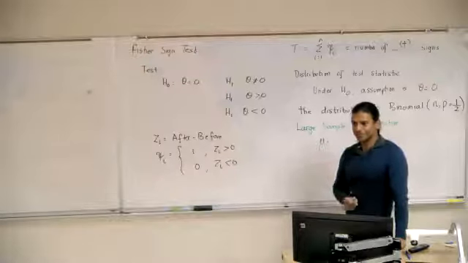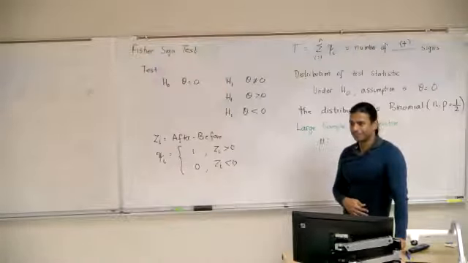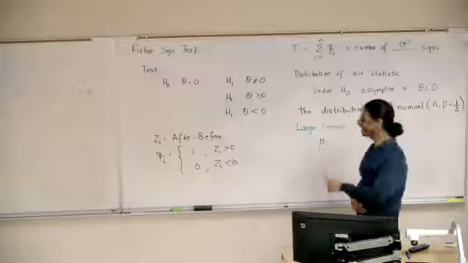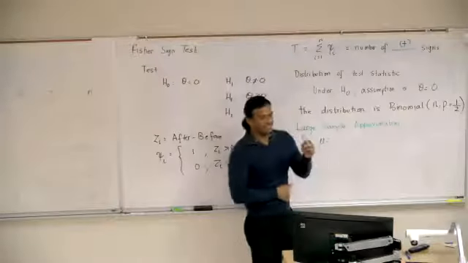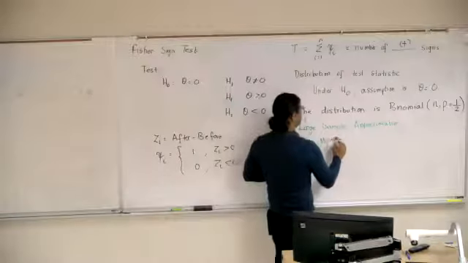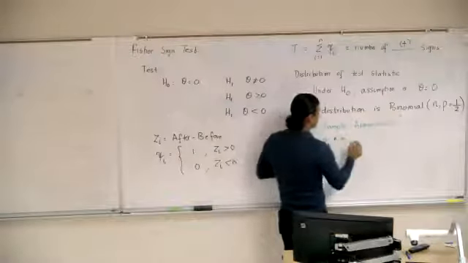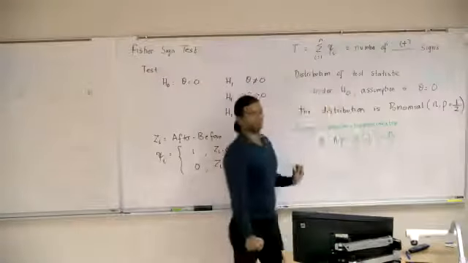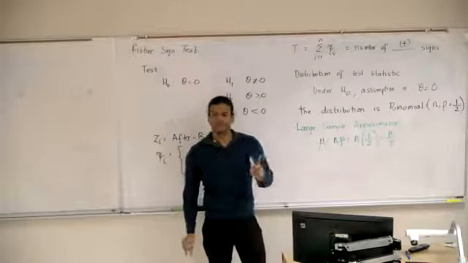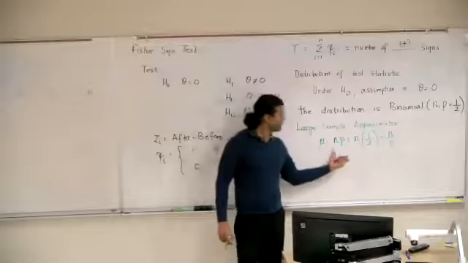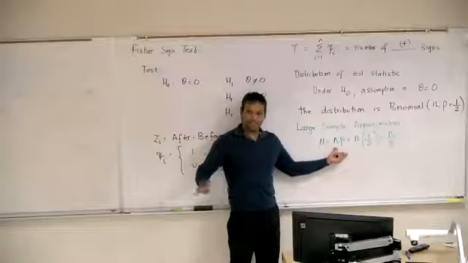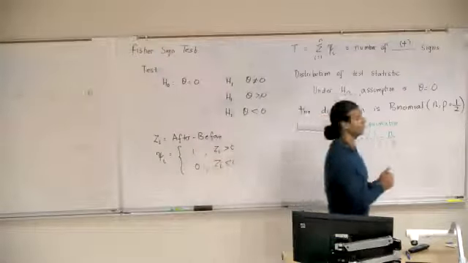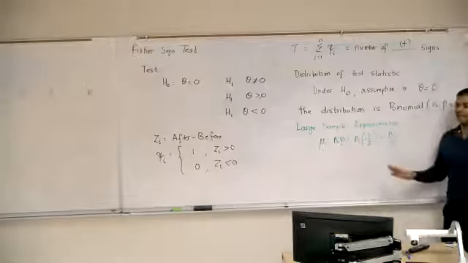Go ahead, Peter. Mean of what? It's n times p. The mean of a binomial is n times p. So n times p, in our case, p is 1/2. n times 1/2, which is n/2. Good? No, this formula is always true. n times p is the mean of a binomial. But in this case, we have p equals 1/2. So in this case, the mean is n/2.